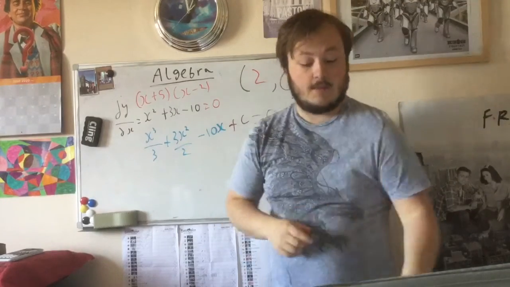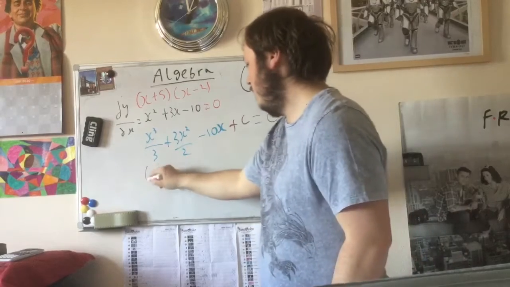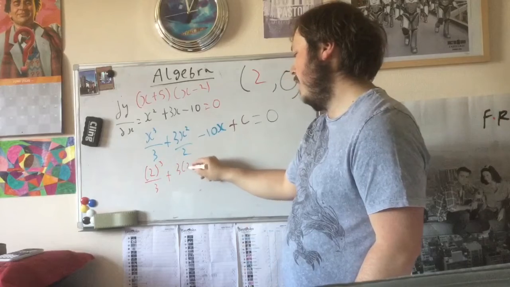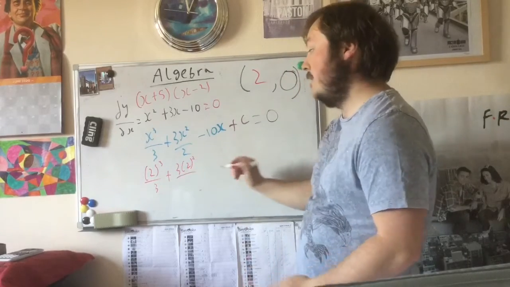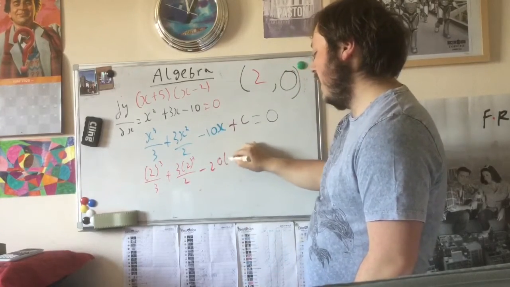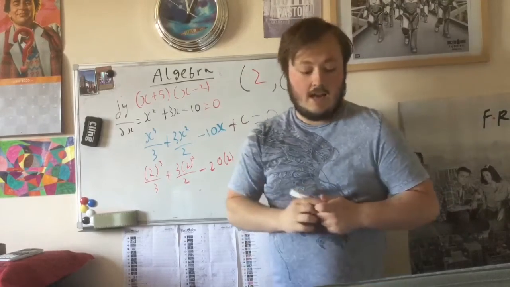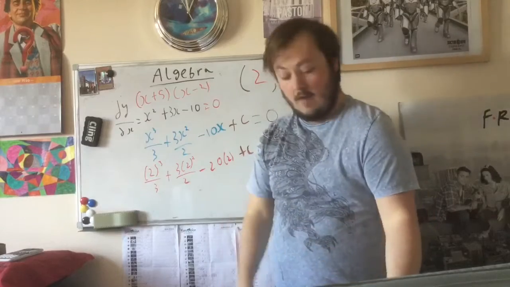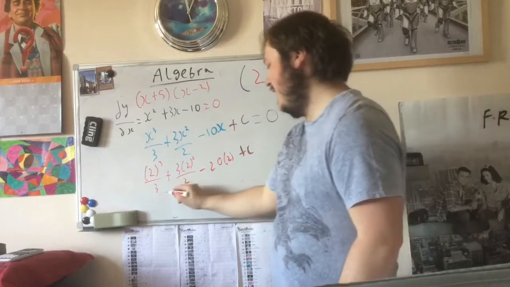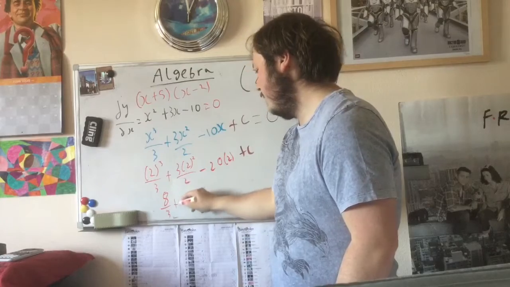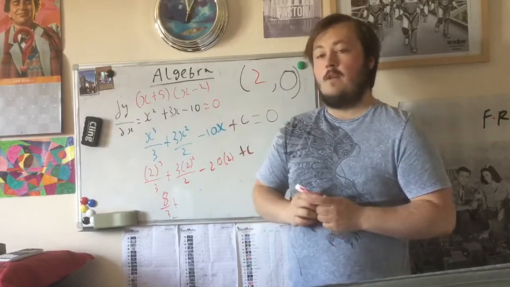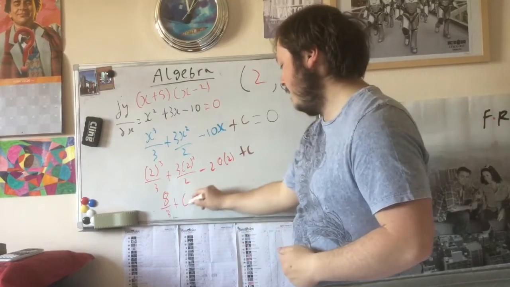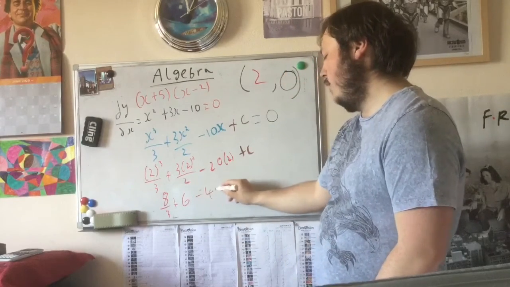So now we do some substitution. 2 to the power of 3 all divided by 3, plus 3 times 2 to the power of 2 all divided by 2, minus 10 times 2, and then we plus our c. So, 2 to the power of 3 over 3 becomes 8 over 3. 2 to the power of 2 becomes 4. 3 times 4 is 12, all divided by 2 becomes 6. And then we take away 40.